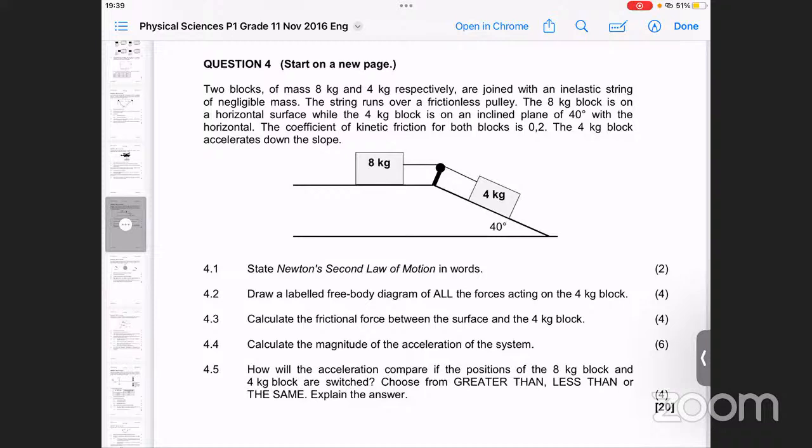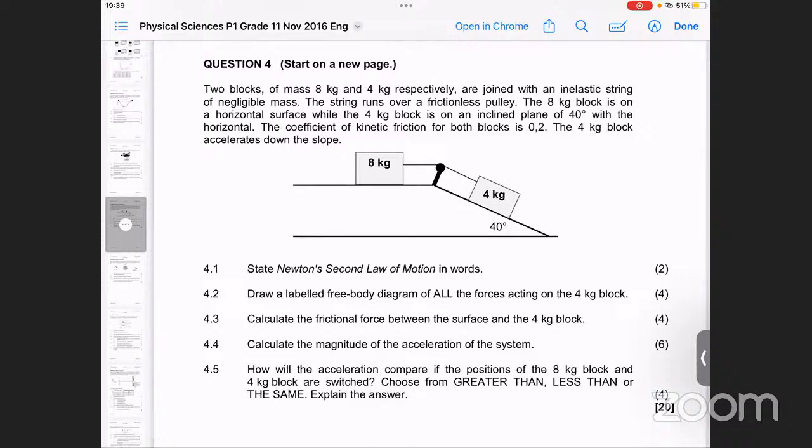So 4.1, state Newton's second law of motion in words. By now, you should be able to state Newton's second law, honorable members. It's not necessarily something that we teach, but what we can tell you is that Newton's first, second, and third law are something that you should always know by heart. And then it ends there for that question, honorable members.